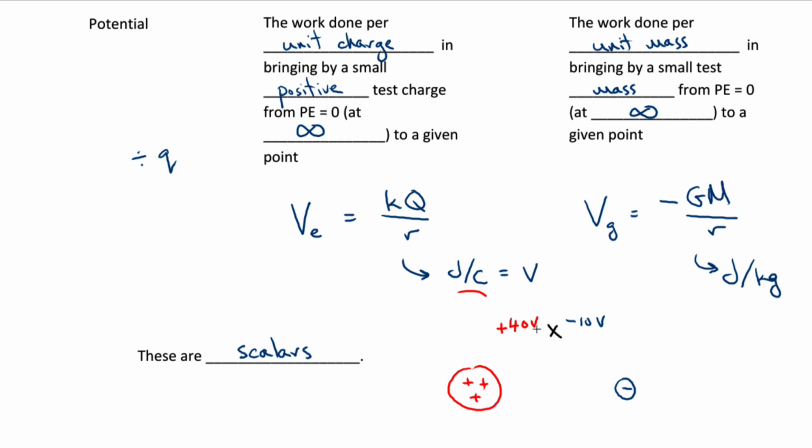Now, if I wanted to know the potential at that point in space as a result of the whole configuration of both the positive and the negative charge, I just add these two together and I get positive 30 volts. So it's as easy as that. I add them as scalars. So that's a look at potential energy and potential for the electric and gravitational situations.